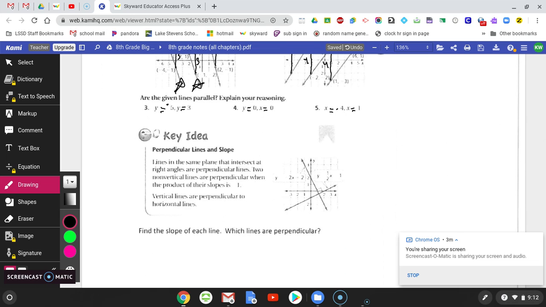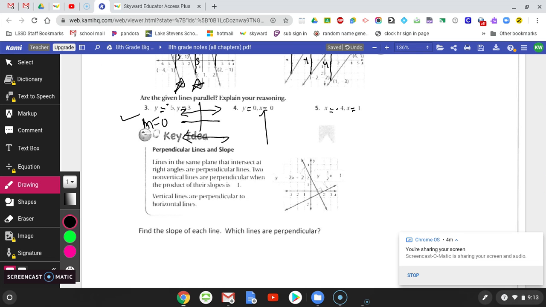All right, so the next one, we have y equals -5 and y equals 3. You remember if we have just y equals a number, it is always going to be a horizontal line. So y equals 3 is going to be somewhere around here. y equals -5 would be somewhere down here. So are they parallel? Yes, because they're both horizontal lines, so they're going to have the same slope. Both of them are going to have a slope of 0.